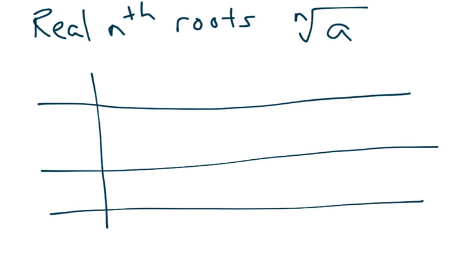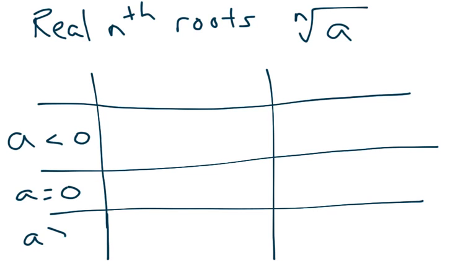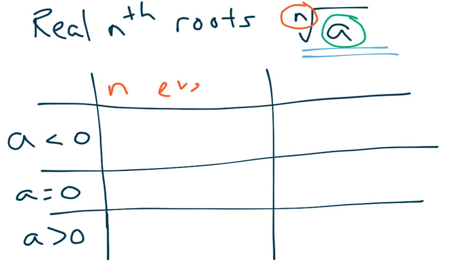And this is where the table comes in that we drew in class. That long table had 3 columns. This was a is less than 0, a is equal to 0, and a is greater than 0. So that takes care of this part right here. The other part of this expression is this n value. We need to look at two cases: n is even, and n is odd, because that makes a difference.